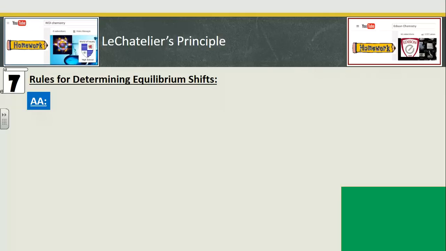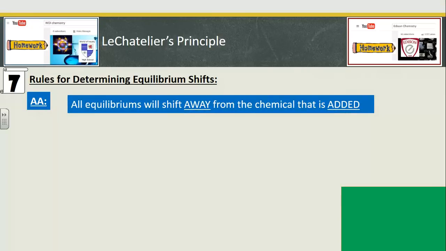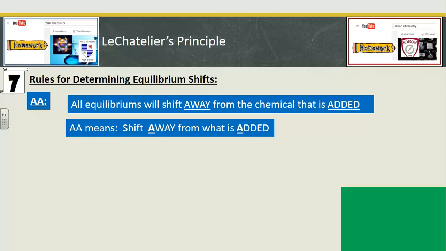The rule, very simple, AA. This means all equilibriums will shift away from the chemical or heat or pressure that is added. You shift away from whatever is added. You add heat, shift away from the side that contains heat. You add compound, you shift away from the side that has that compound. You add pressure, you shift away from the side that has the gas. And there you have it.